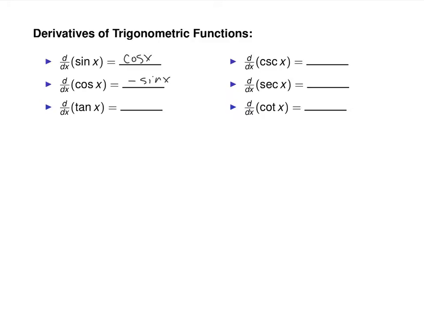Tangent's derivative was secant squared x, and cosecant's was negative cosecant x cotangent x. The last 2 I will tell you because you prove them the exact same way. Secant's derivative is secant tan, and cotangent's derivative is negative cosecant squared x.